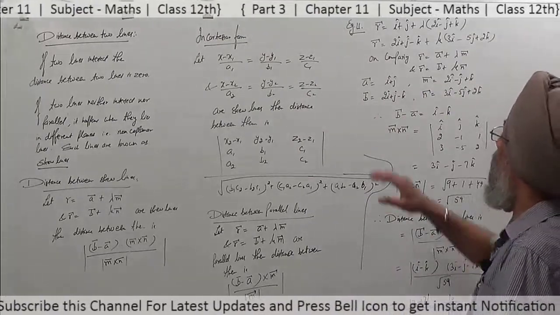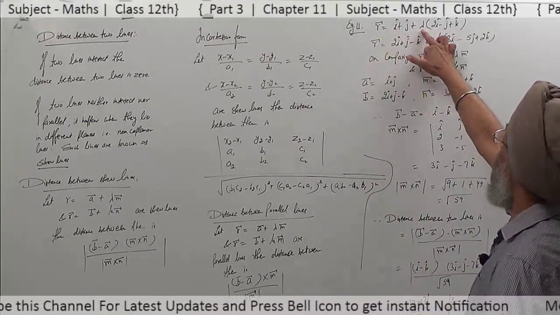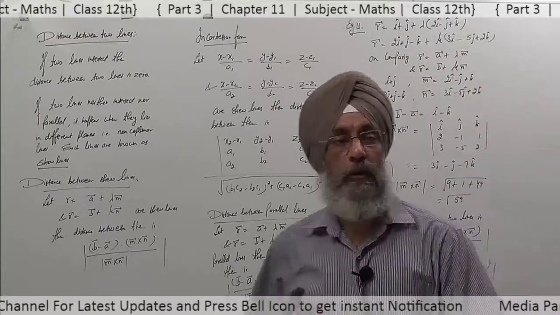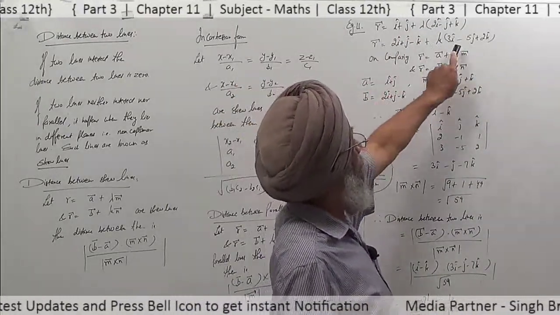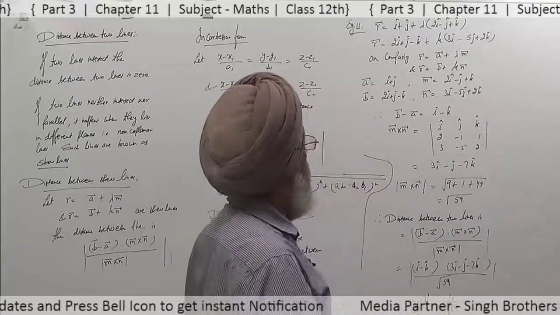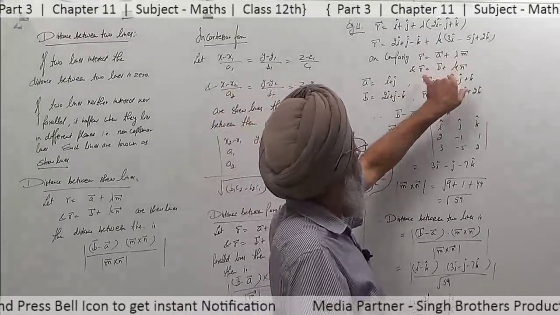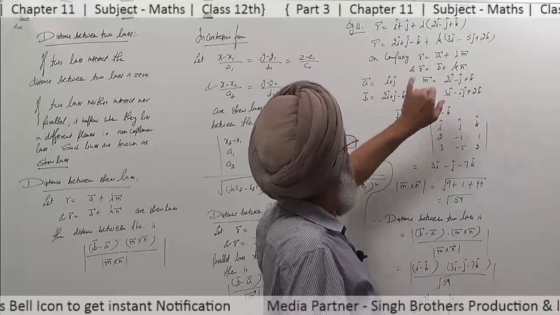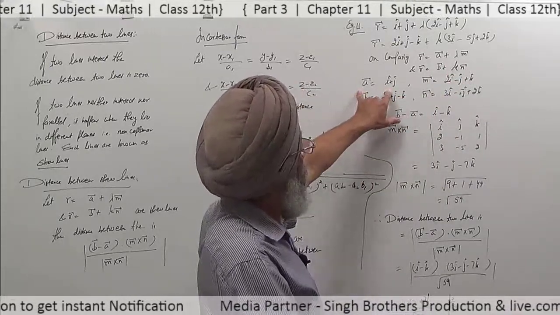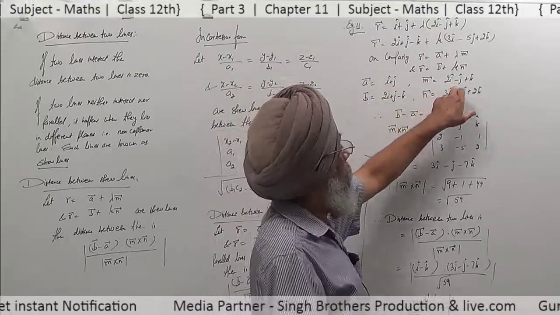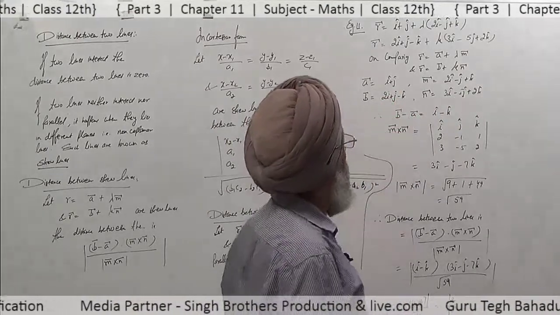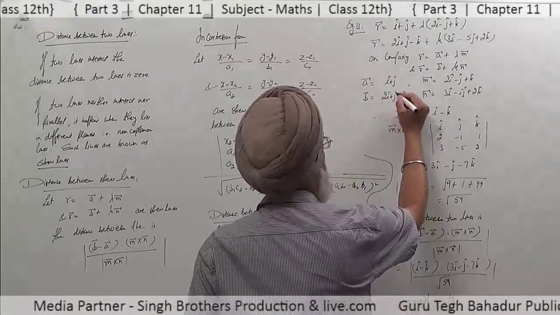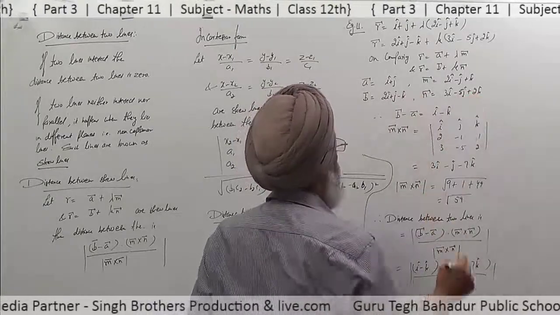We are given two lines here, r is equal to i plus j plus lambda (2i minus j plus k) and r is equal to 2i plus j minus k plus mu (3i minus 5j plus 2k). On comparing with r is equal to a plus lambda m and r is equal to b plus mu n, vector a is equal to i plus j, vector m is equal to 2i minus j plus k, vector b is equal to 2i plus j minus k and vector n is equal to 3i minus 5j plus 2k.